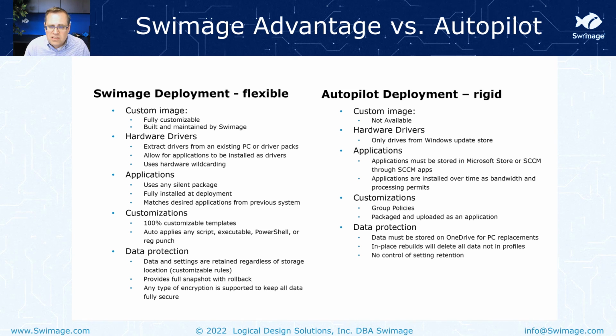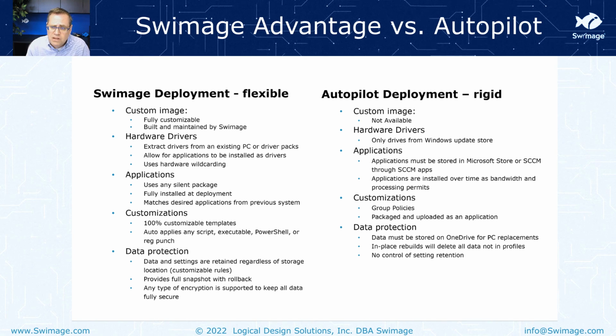On the Autopilot process, it's a little more rigid on that. If you really want to maintain your data on a PC replacement, you have to have it in OneDrive. There's no process in Autopilot to go directly from PC to PC or even to some type of external storage. You have to have it in OneDrive for it to get restored.